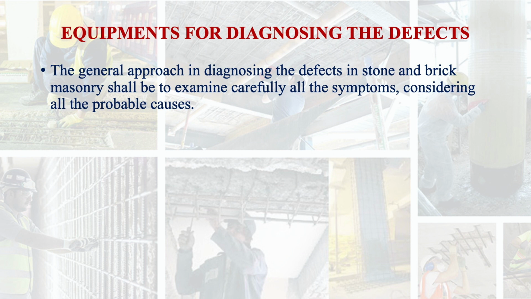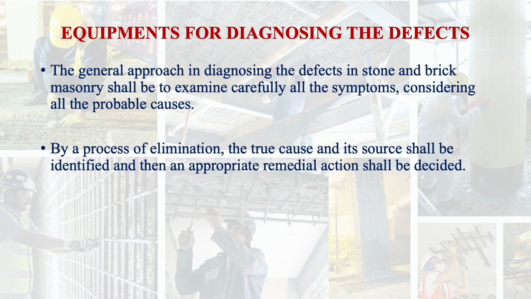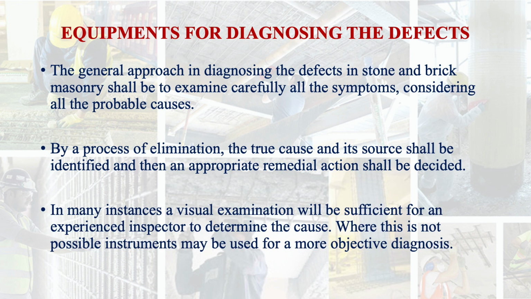The general approach in diagnosing the defects in stone and brick masonry shall be to examine carefully all the symptoms, considering all the probable causes. By a process of elimination, the true cause and its source shall be identified, and then an appropriate remedial action shall be decided. In many instances, a visual examination will be sufficient for an experienced inspector to determine the cause. Where this is not possible, instruments may be used for a more objective diagnosis.